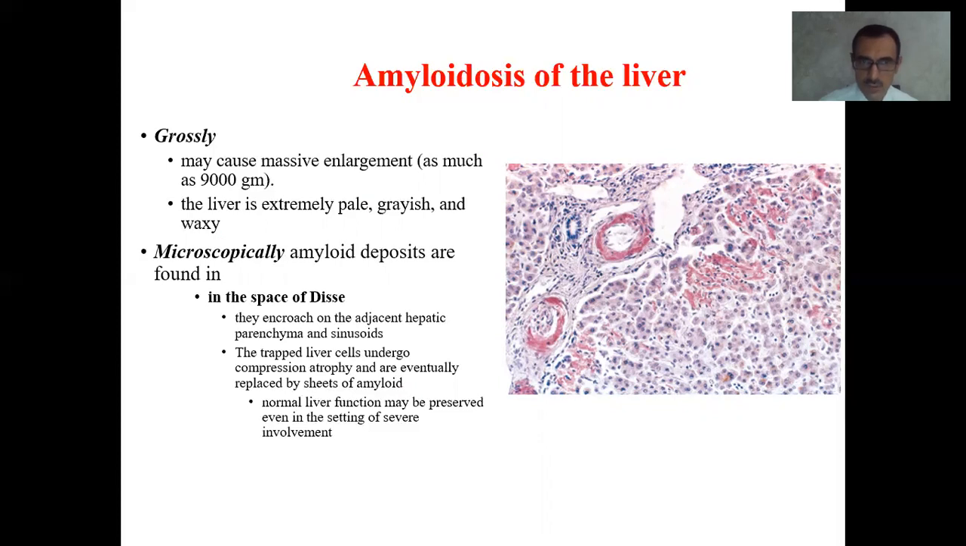Microscopically, amyloid deposits are found in the space of Disse. They encroach on the adjacent hepatic parenchyma and sinusoids. The trapped liver cells undergo compression atrophy and are eventually replaced by sheets of amyloid. Normal liver function may be preserved even in the setting of severe involvement.